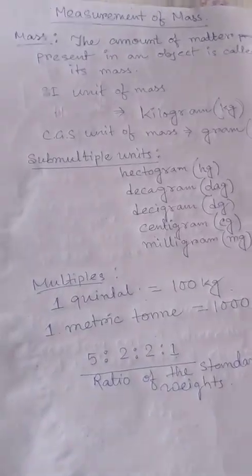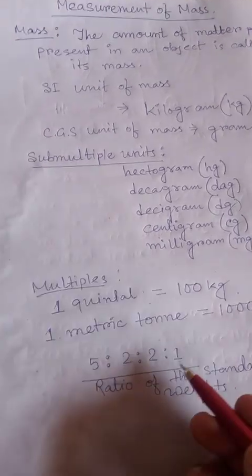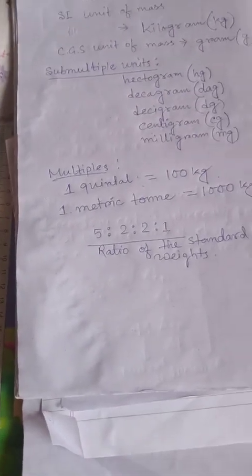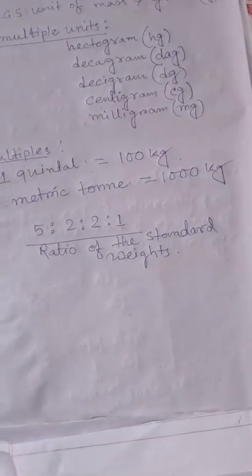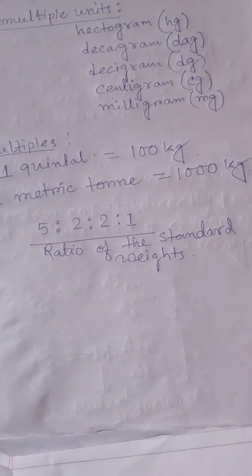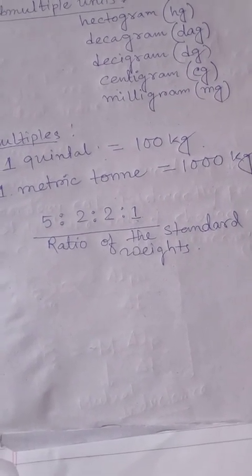So we can measure, and 10 kilogram, that is also used as a 10 kilogram. Then 11, 12, all types of weights we can measure, all types of weight of any object we can measure using these standard weights.